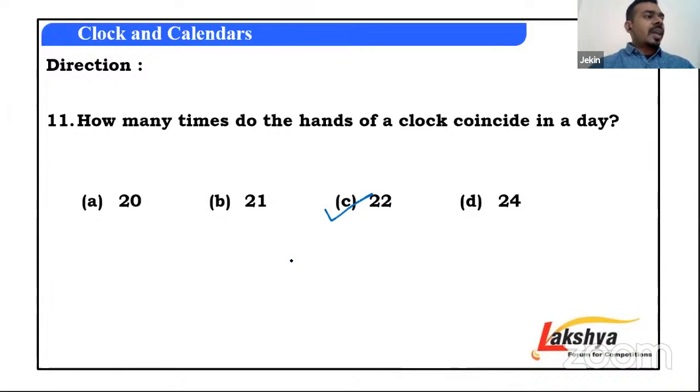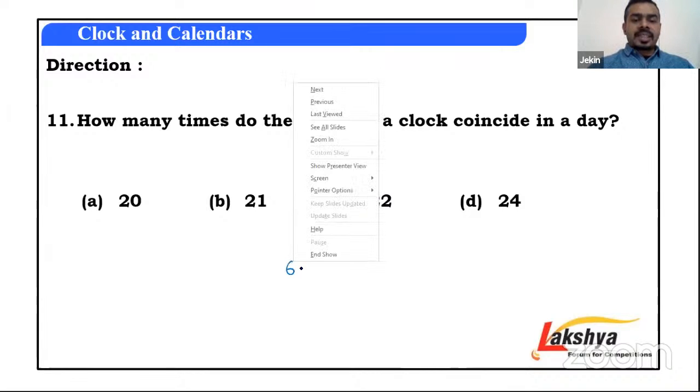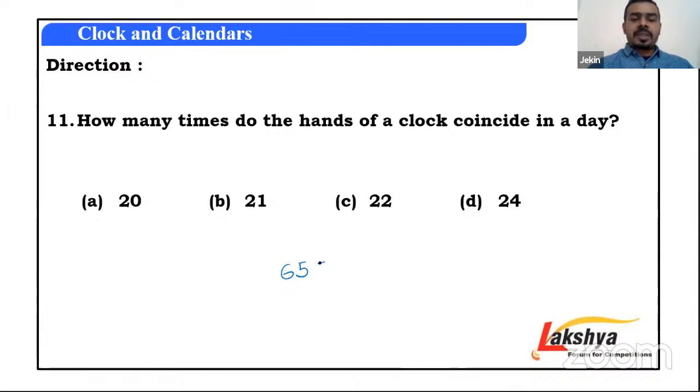The hands of a clock take 65 minutes to overlap, which means you will be having 11 such occasions in 12 hours. Therefore, a total of 22 such occasions in 24 hours. Okay, therefore the answer is option C, 22 times.